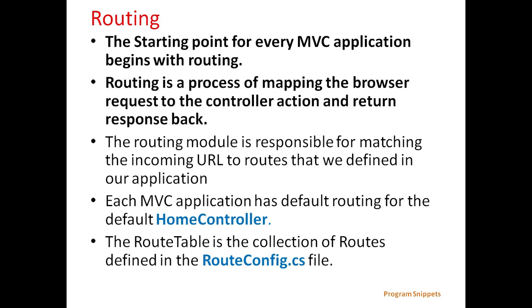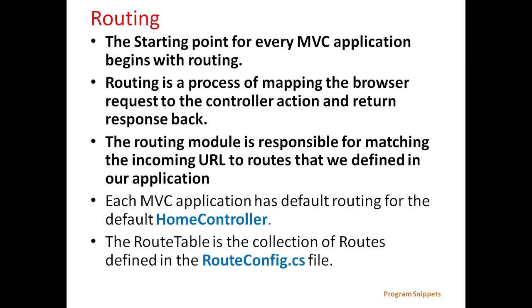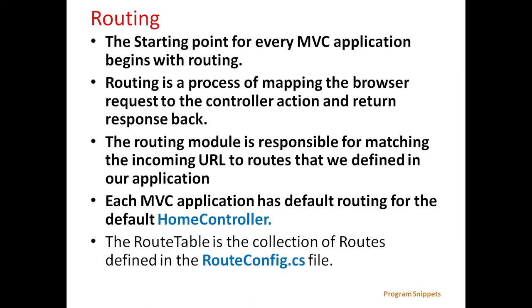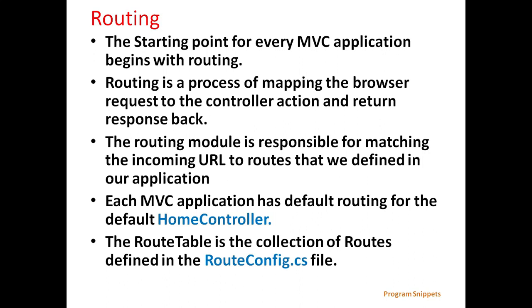Routing is a process of mapping the browser request to the controller action and returning the response back. The routing module is responsible for matching the incoming URL to routes that we define in our application. Each MVC application has default routing for the default home controller. The route table is the collection of routes defined in the RouteConfig.cs file.